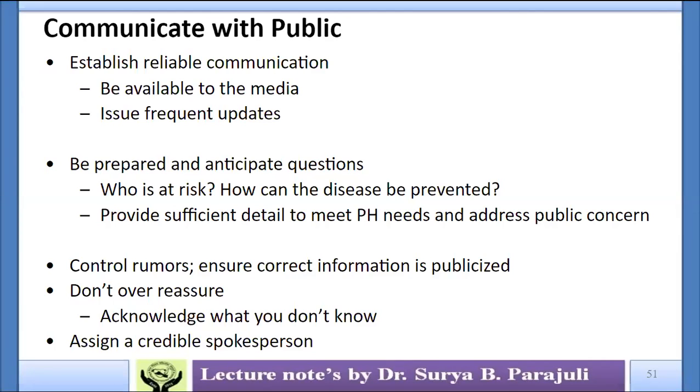You need to assign a credible spokesperson. Especially in an outbreak setting, we must have one pravakta, or spokesperson. I think you are watching our spokesperson for COVID-19, Dr. Jageshwar Gautam, and the previous one was Vikas Devpura. This is how we need to deliver our findings to media and public.